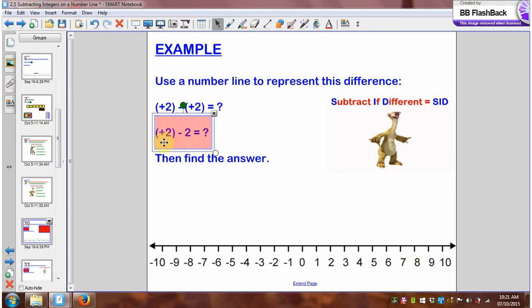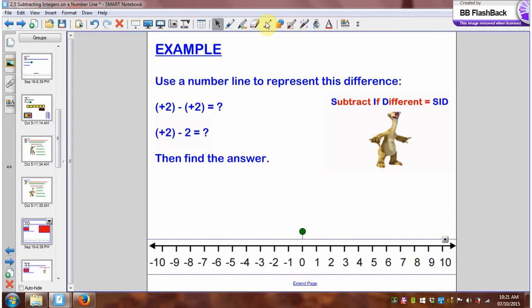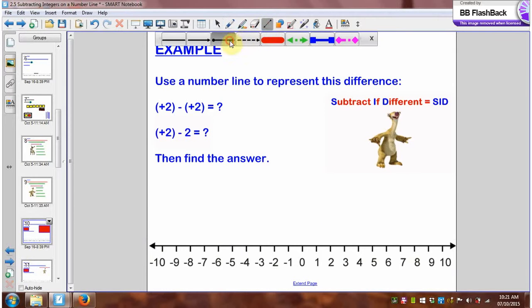So positive 2 minus 2 equals question mark. First step, write it down in a simplified way, in an easier way to read. And then we just come to our number line. We start at positive 2. Here's my 0. Here's my positive 2. And that's our first number. And then we subtract 2.